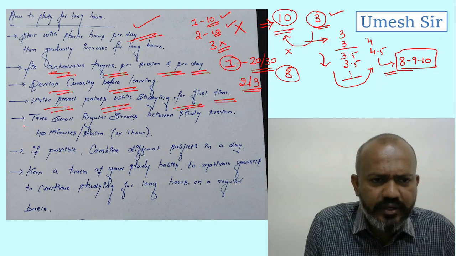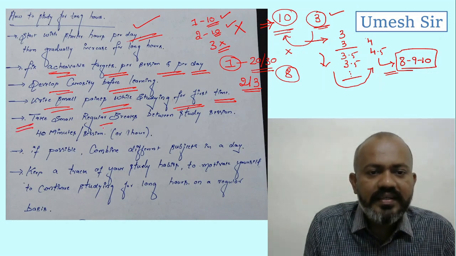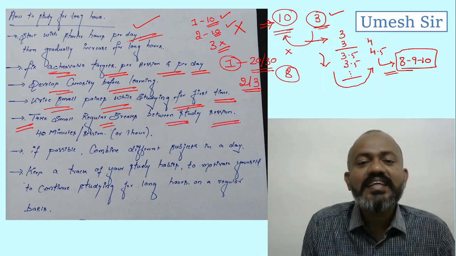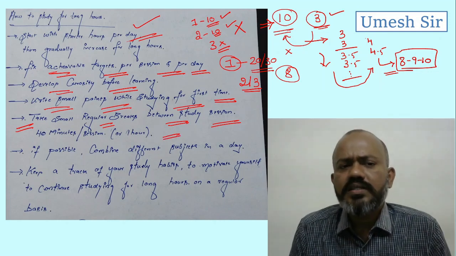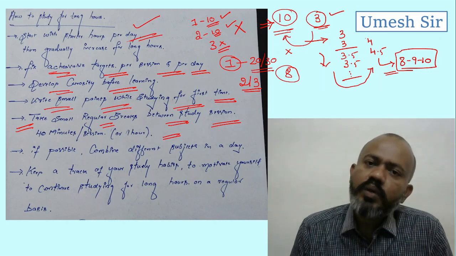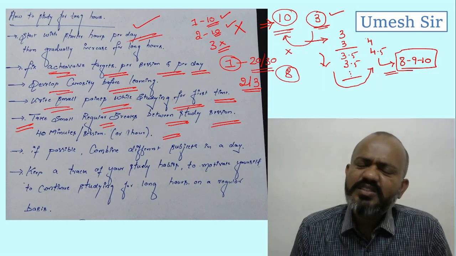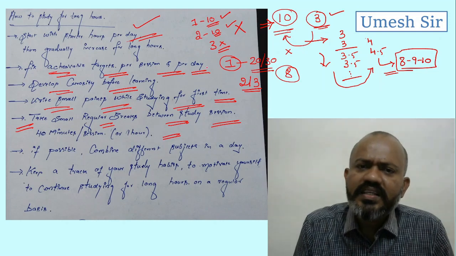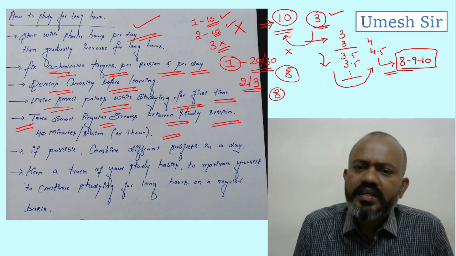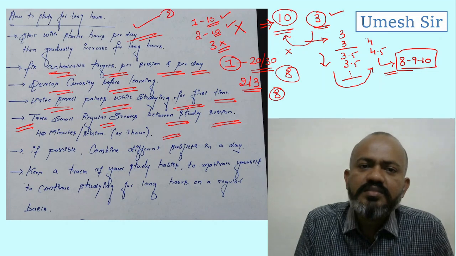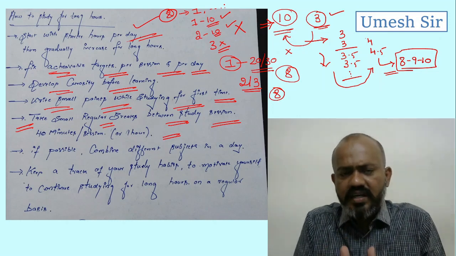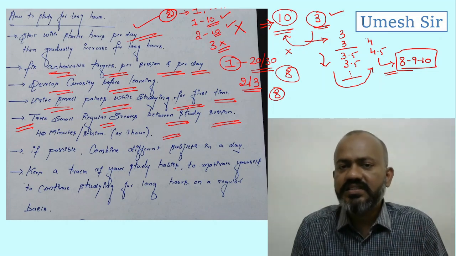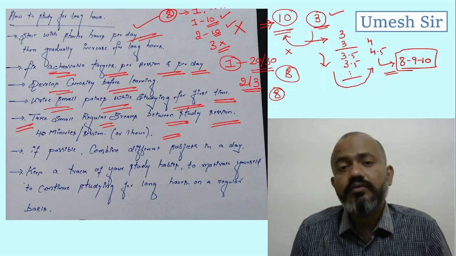The next point is, take small regular breaks between study sessions. Some 40 minutes for one session you can plan, or you can plan for 1 hour. If you ask me, just plan for 1 hour. Let's say you are studying for 8 hours per day. You divide it into 8 sessions of 1 hour each, 8 sessions like that. You have to plan like that.